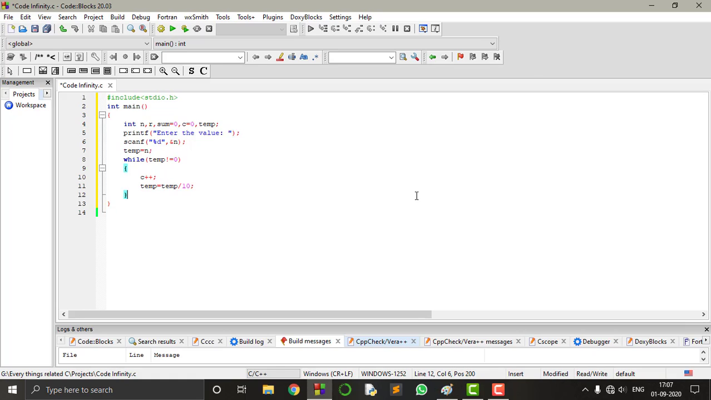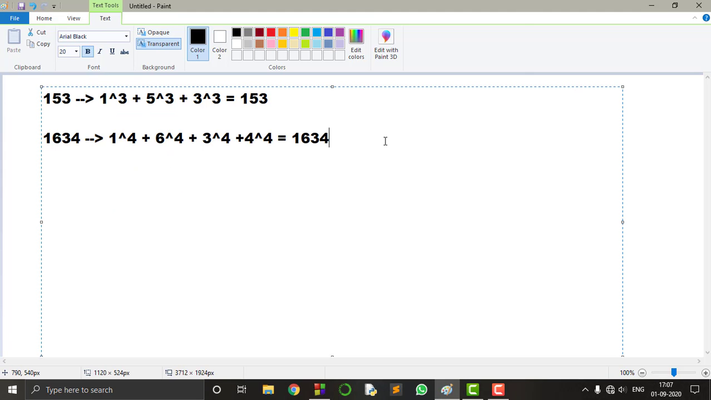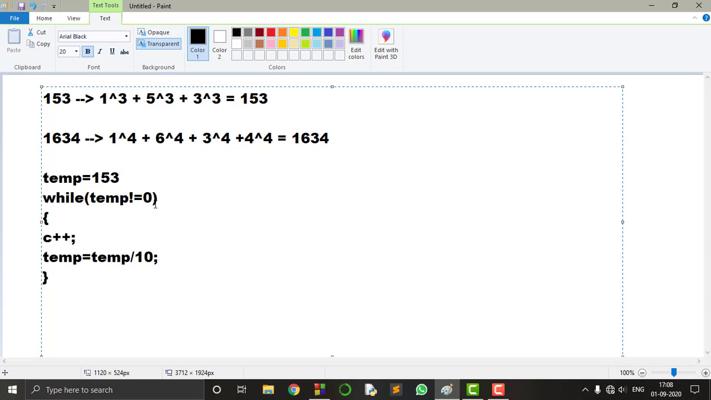So I will tell you the logic. Suppose the user gives us 153. At first c was 0, then the loop executes and the number is 153. So 153 not equals to 0. Then the loop goes and c increases one time. Now c is 1. Then temp equals temp divided by 10, and temp becomes 15. 153 divided by 10 equals 15.